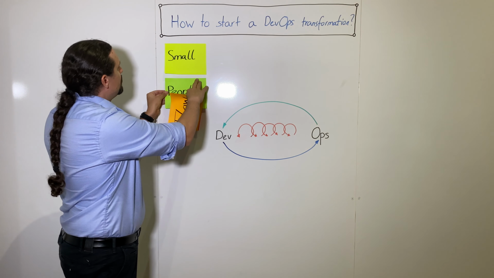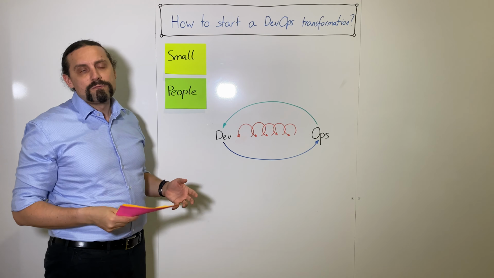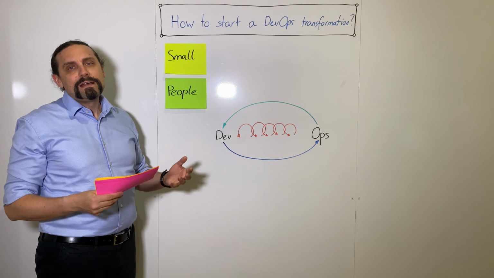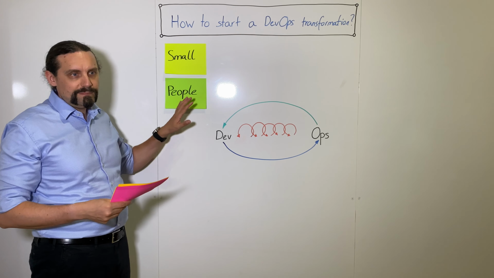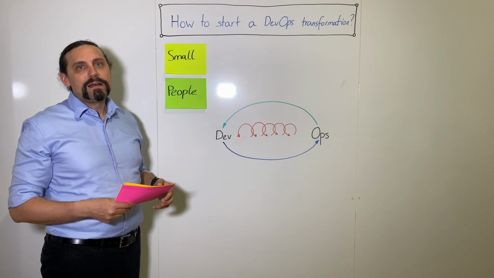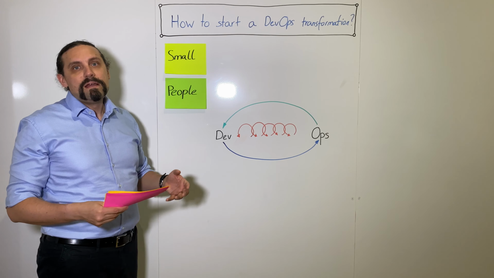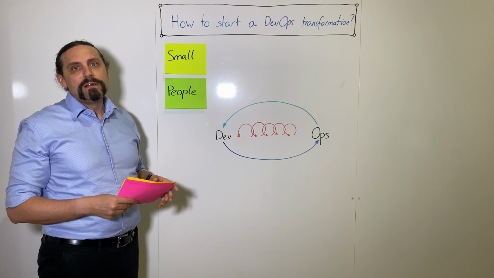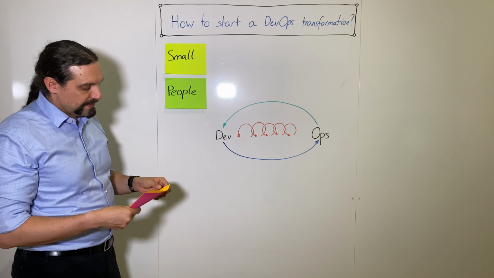Then you should get the right people on board. The rule of thumb here is to get generalists over specialists, but also get people who are well known and have a great influence in the company. Choose people who are more or less early adopters.